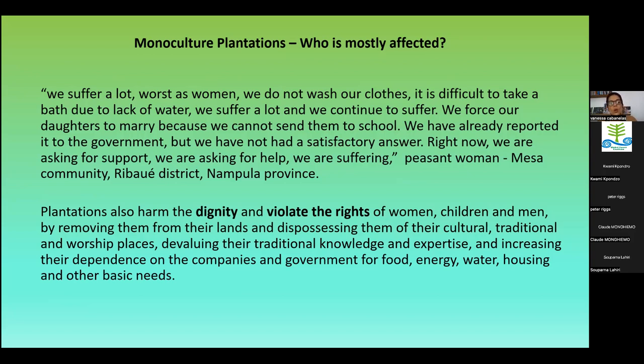These plantations also harm the dignity. They violate the rights of women, of children, and men. They remove them from their lands. They dispossess them of their cultural, spiritual, and traditional places. They devalue their traditional knowledge and expertise.